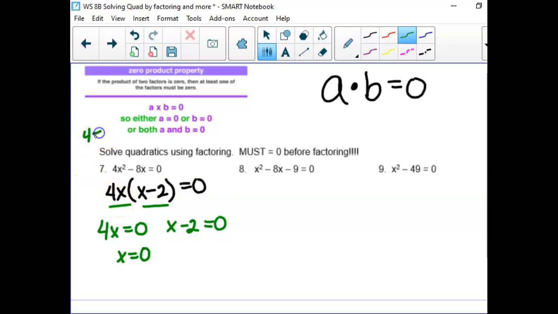If you wrote 4 equals 0, x equals 0, and x minus 2 equals 0, this is not true, so that gets thrown away. You get 0 and 2. Going to add 2 to both sides. Do I need to show my work there? Everybody okay? All right, let's move on.